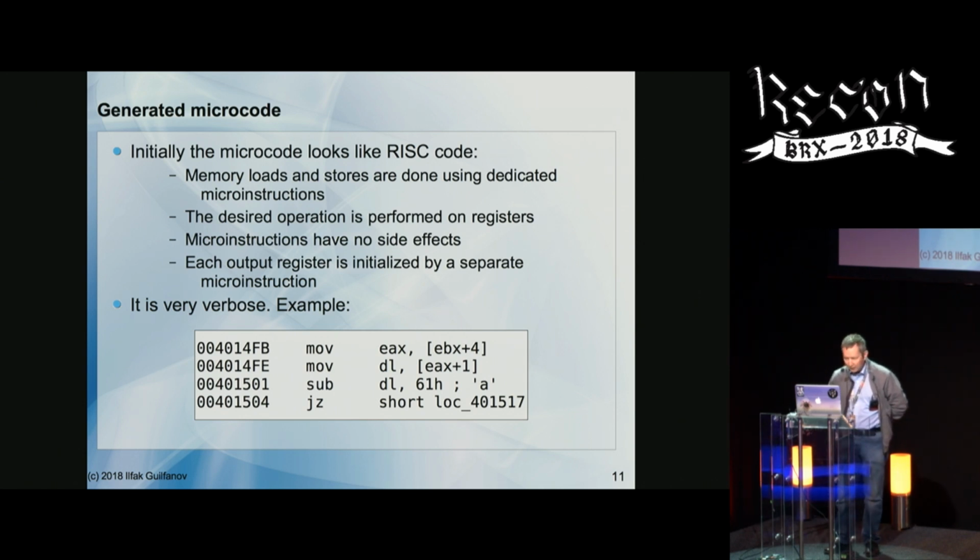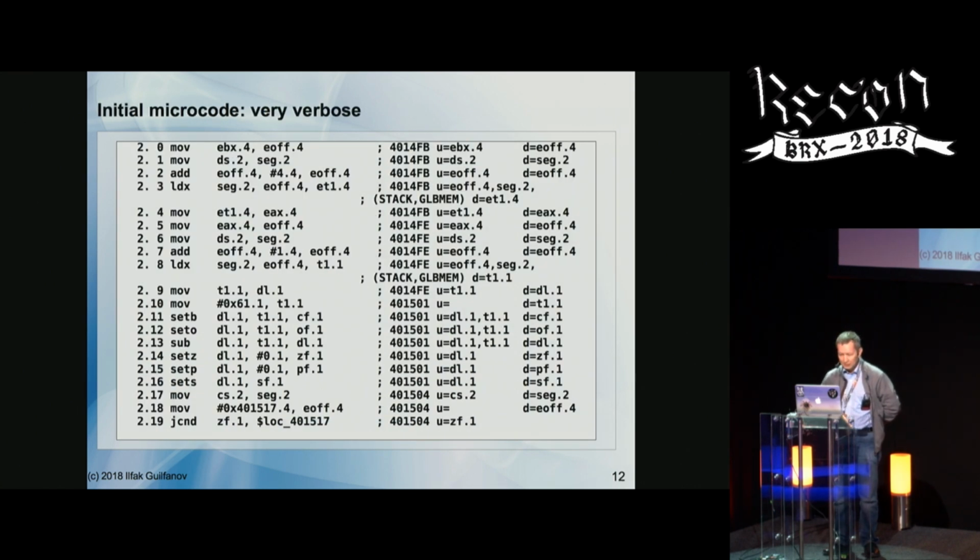Finally, we reached the first slide, no, not yet. The next slide will show you the microcode, how it looks like. Initially, it looks like a RISC code. It's very verbose, but it doesn't contain anything complex. Let me show you. We have 4 instructions here, 2 moves, subtract and jump 0. And look at, they have the hexadecimal addresses, and they are converted into something like this. You see, it's much more verbose. We have lots of code here.